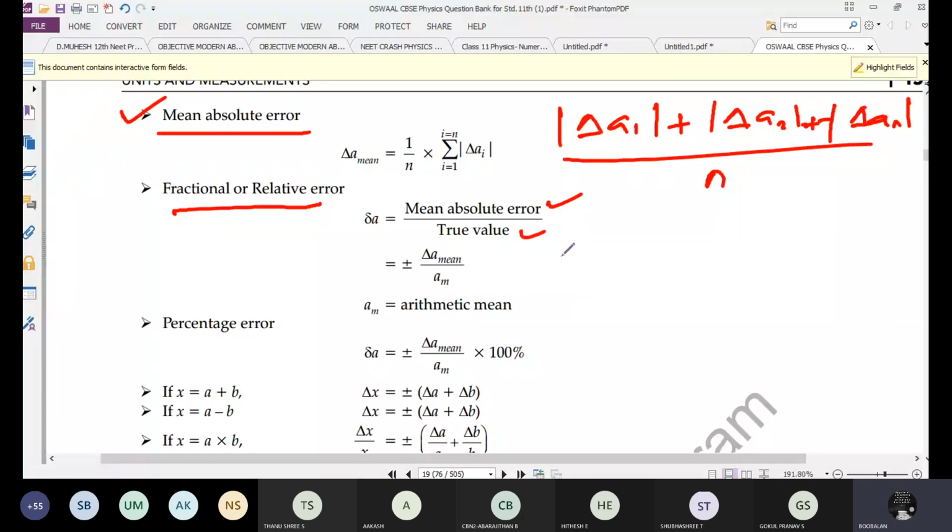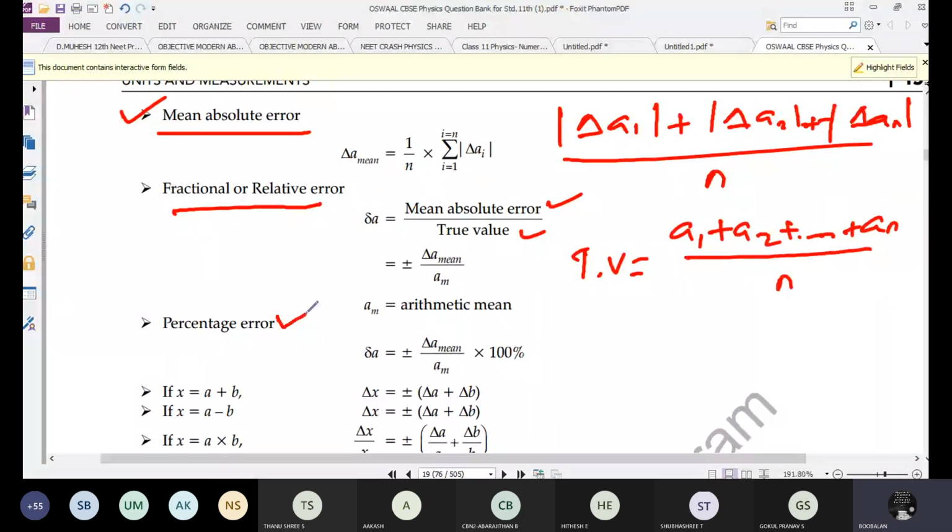True value is very simple: A1 plus A2 up to An, that is the observed values, divided by the number of terms n. The next formula, percentage error, is relative error into 100. You already know the relative error formula, mean absolute error divided by true value, into 100. This is the percentage error formula.